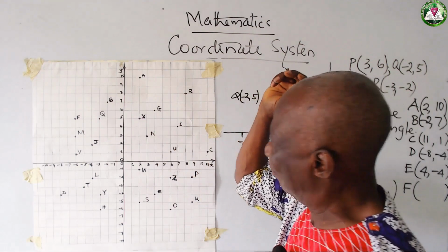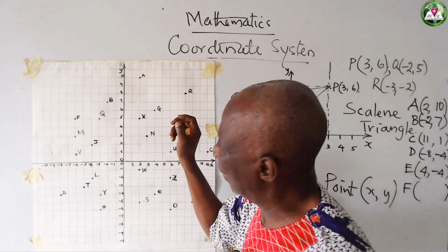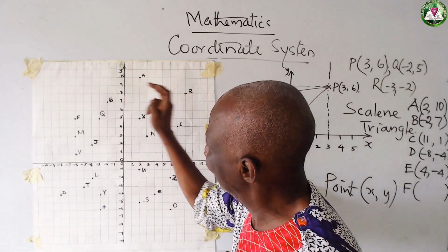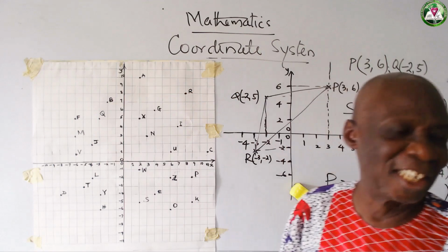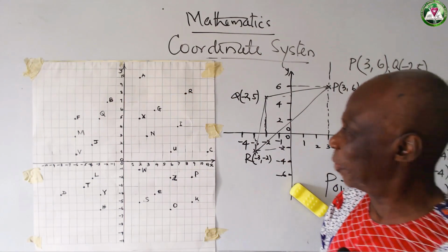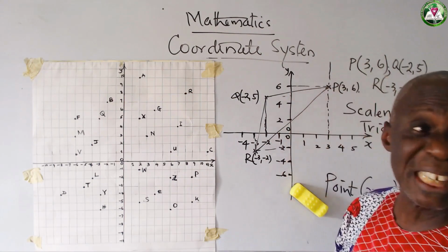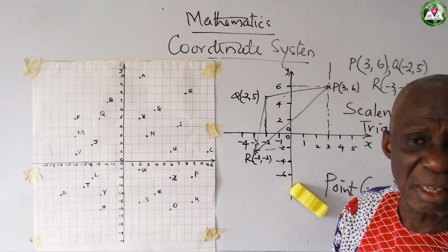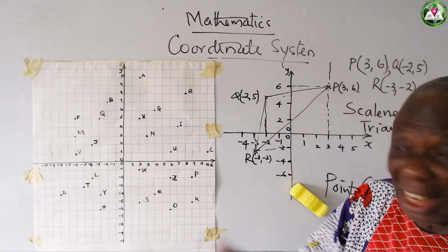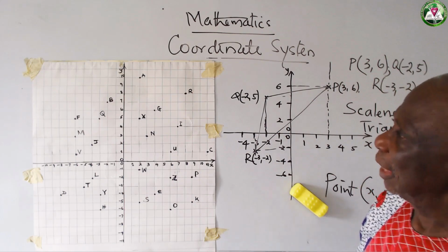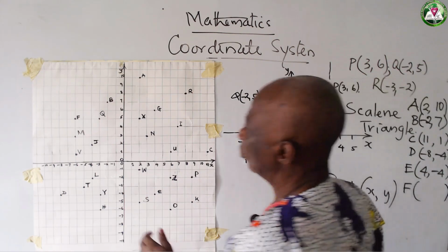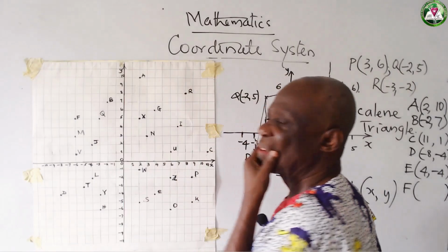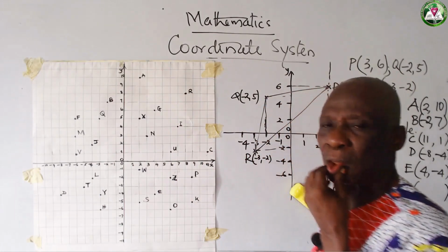I didn't see F. Go to the second quadrant and check. Okay. Did you see F there? Good. We have seen F. Have you seen how they scattered it? So it is to drill and find out these things by yourself. So, I have seen F there.